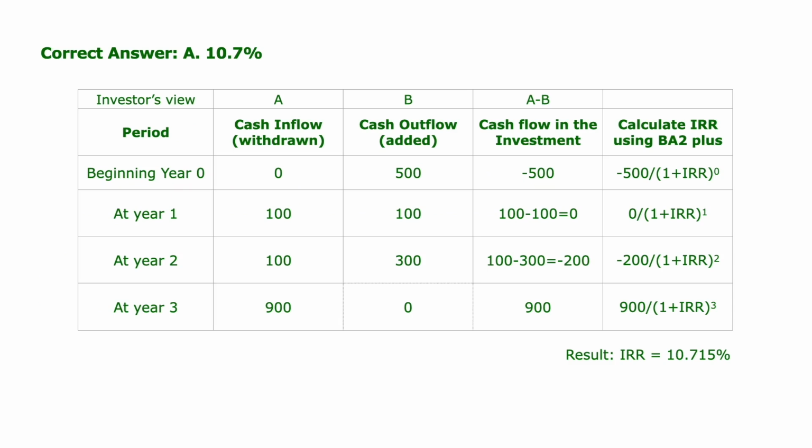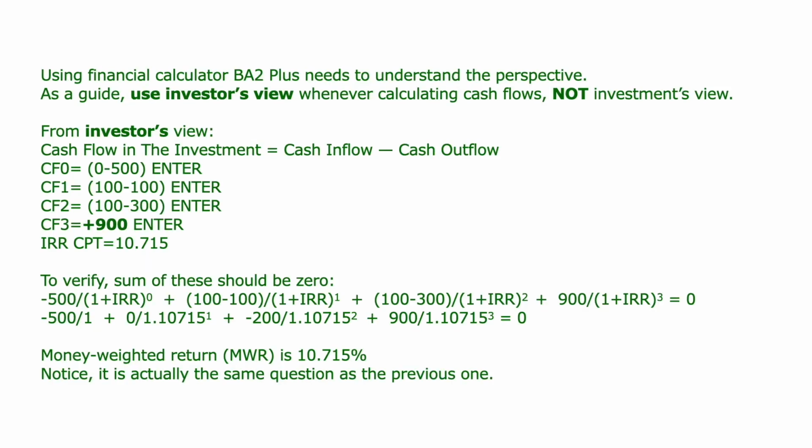This is the same question as the previous one, but with different wordings. Also, this illustration differentiates how we view the problem, whether from investor's view or from investment's view. From investor's view, cash flow of the investment equals cash inflow minus cash outflow. At year 0, making an investment is cash outflow from investor's view.